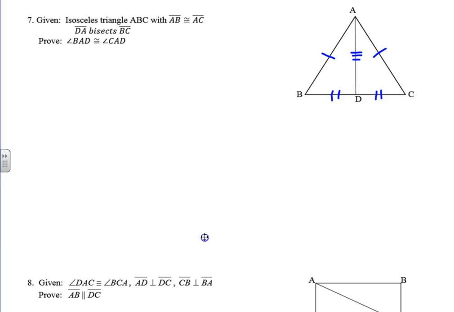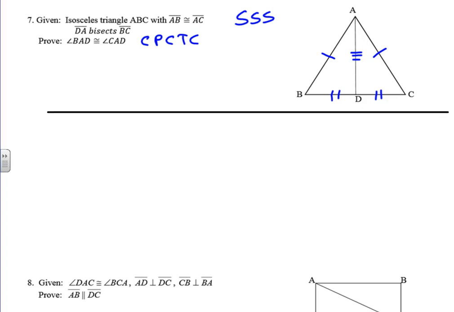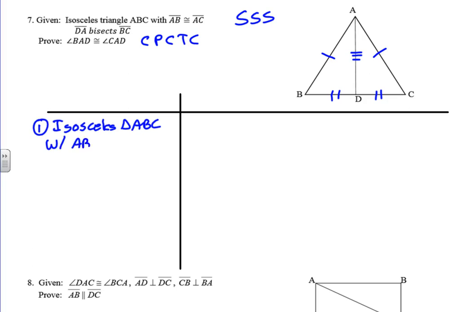So what I'm looking at is those two triangles we can prove congruent by side, side, side. And then once that's done, we can say corresponding parts of congruent triangles are congruent. All right, so let's go ahead and execute that plan. So we're going to do isosceles triangle ABC with AB congruent to AC.